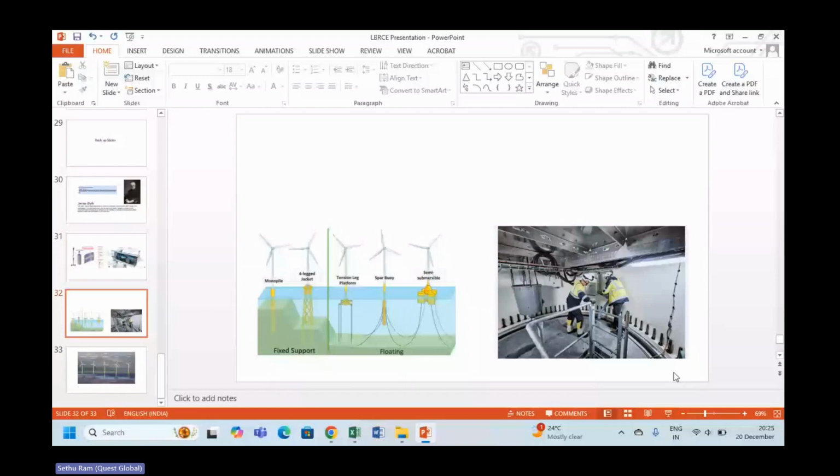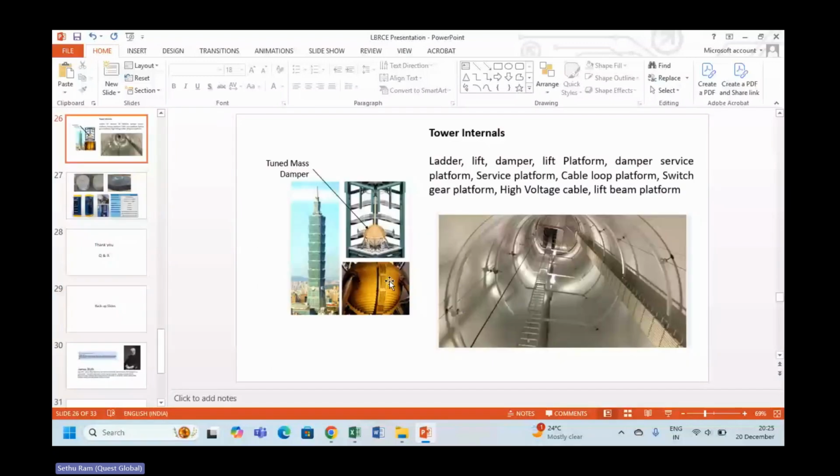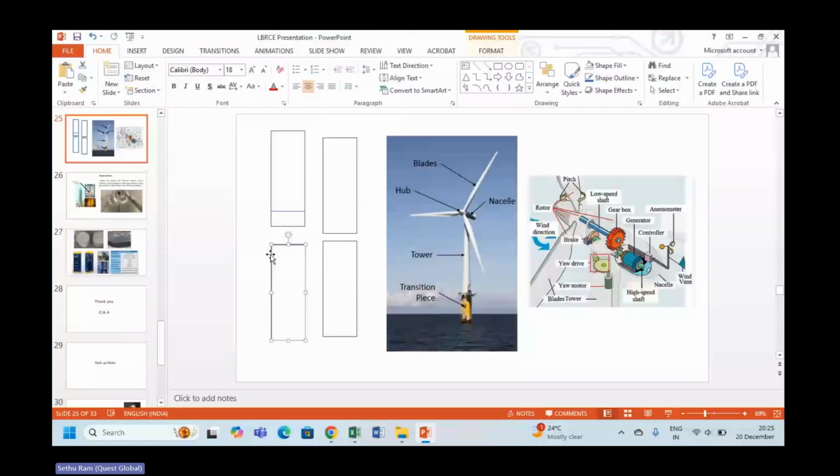Actually, they will keep one tower over the other tower, like I showed, right? Like that, they will place one tower over the other. After placing it, they have to bolt it 360 degrees. To bolt that, they need a platform. Sorry, this platform is called the service platform.